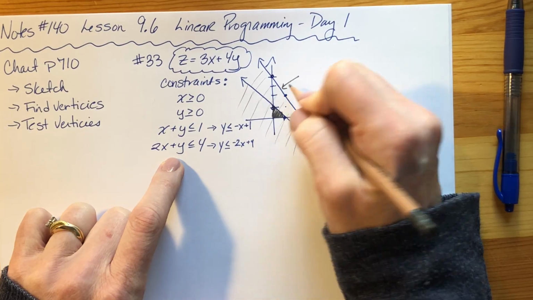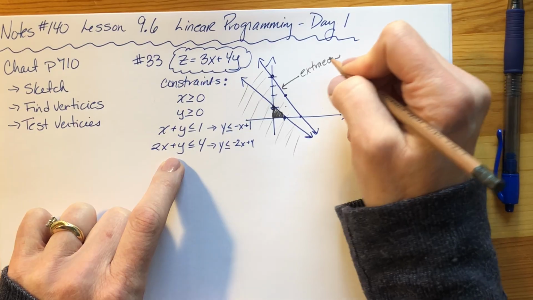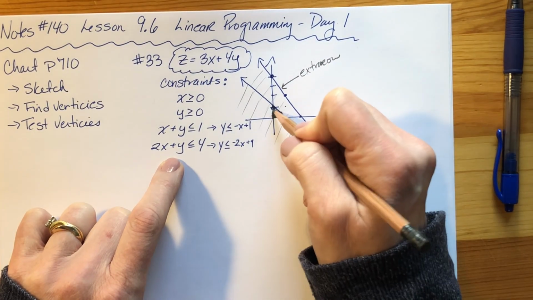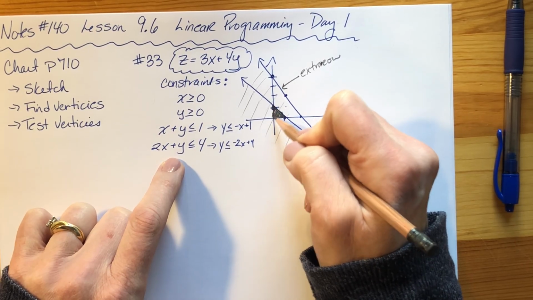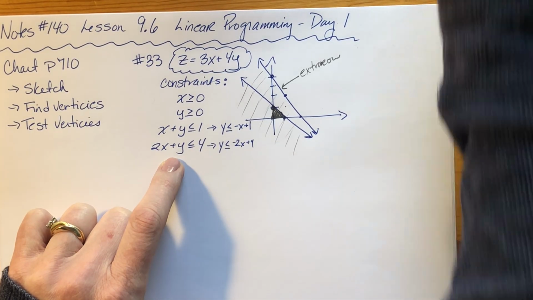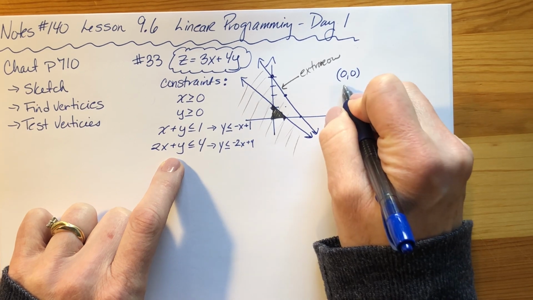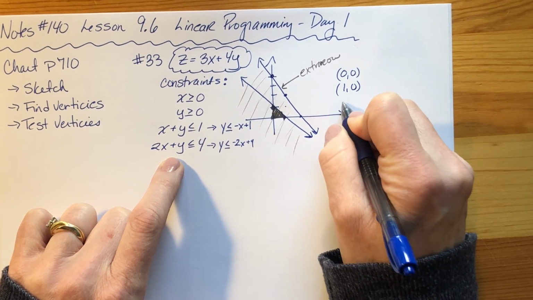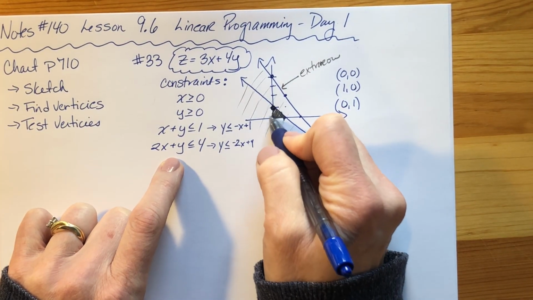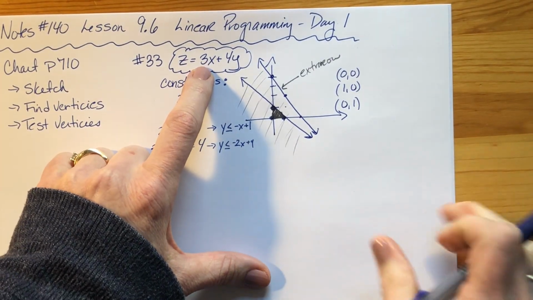So a couple things. This constraint here is extraneous. There's no reason for us to have this. It doesn't do anything. So we're looking at this little section right here, and the vertices that I'm going to need to test are going to be 0, 0, 1, 0, and 0, 1. These are my 3 vertices, and I'm going to put them back into the original objective function that they've got up there.